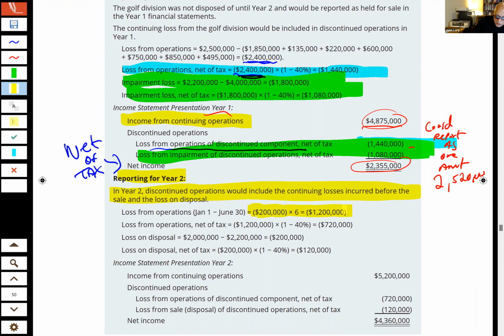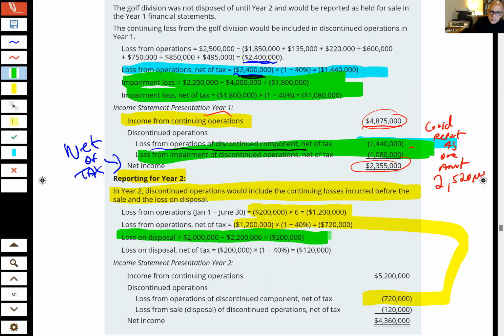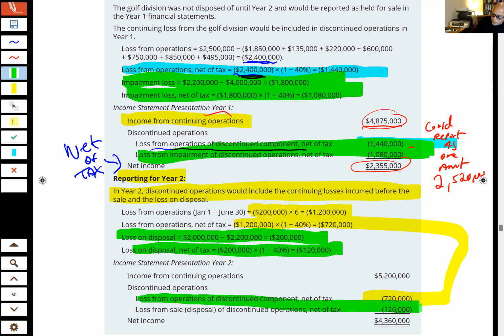So that's 1.2, the loss from the operation. That's the L in LID. And so we take that times the 60%, that gives us the 720. And then they told us that they finally sold the thing for 2 million. Well, that's the D in LID, that's the disposal, in this case a loss. We report that net of tax. We multiply that by the 60%. That's where that 120,000 comes from.